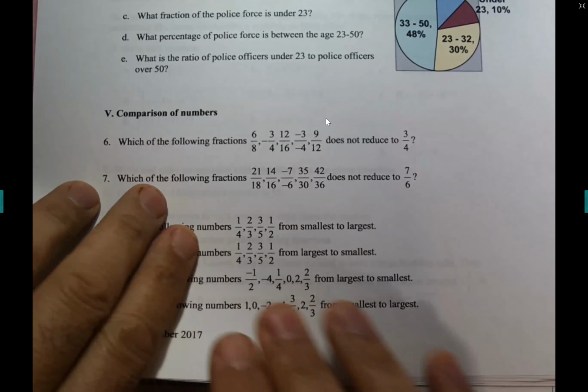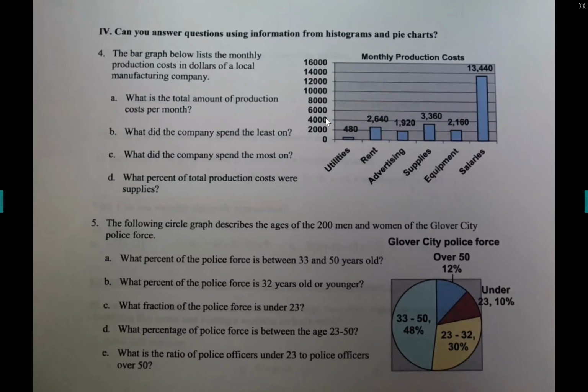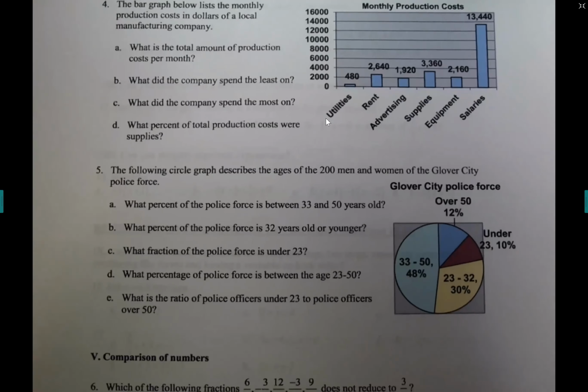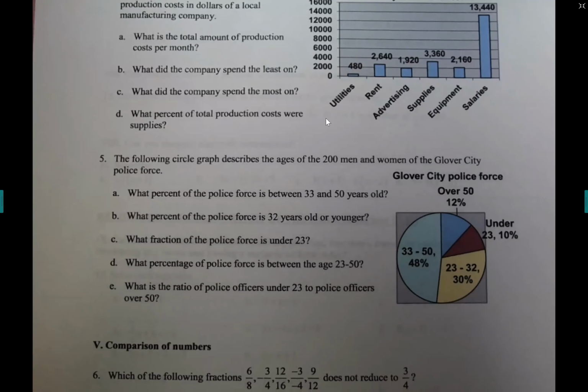Okay, for the next one, I'm just going to do one of those. So I'm going to do 5. The following circle graph describes the ages of the 200 men and women from the Glover City Police Force. So this question is about reading graphs and tables, guys. What percent of the police force is between 33 and 50 years old?